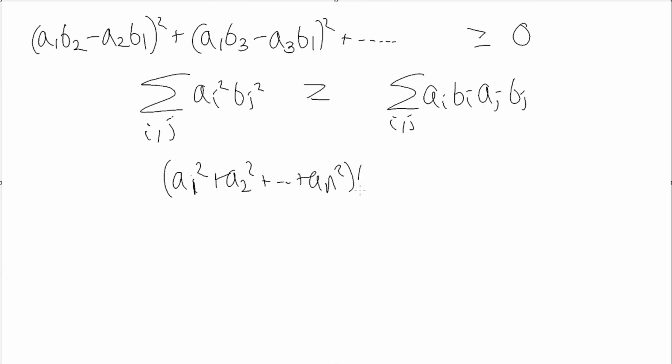a1 squared plus all the way to plus an squared, times b1 squared plus all the way to plus bn squared, is greater than or equal to a1 b1 plus all the way to plus an bn, all squared. And this finishes the proof.